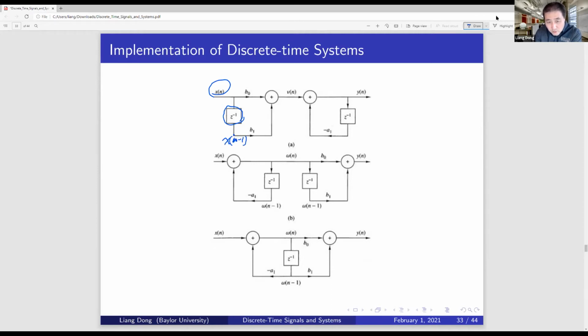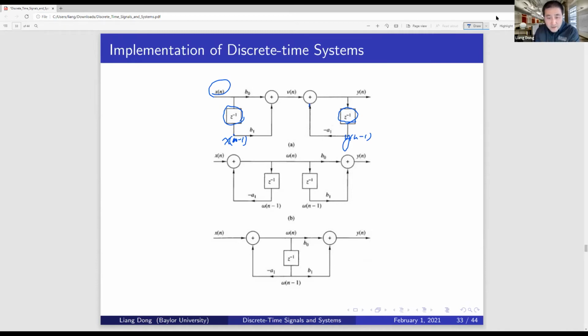Why I'm using z to the power negative 1, we will see later in the Z transform. This is exactly the effect in the time domain, a delay of one time unit, weighted by b1. Adding these two branches together gives me the intermediate value v[n]. And then I have a feedback loop. v[n] coming here gives me y[n]. With a delay unit, I have here y[n-1], weighted by negative a1, and then it goes back here as feedback.